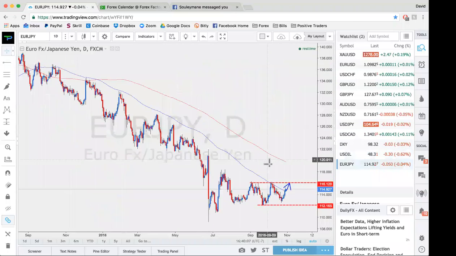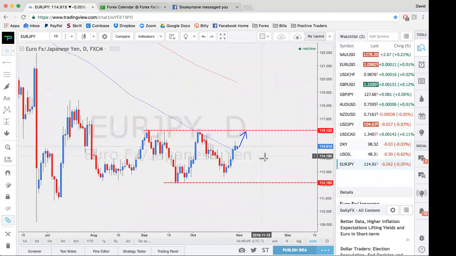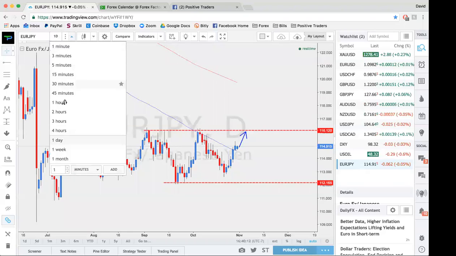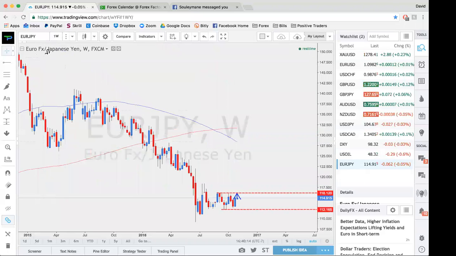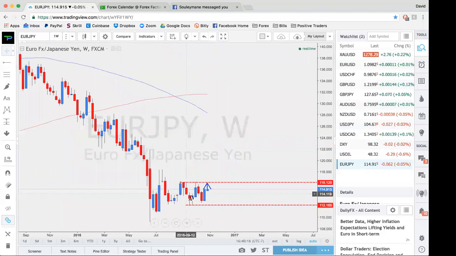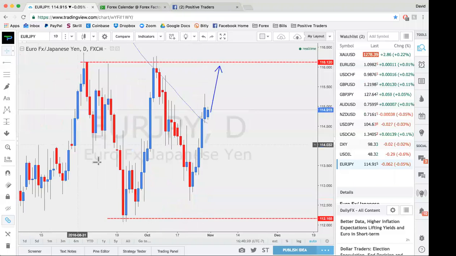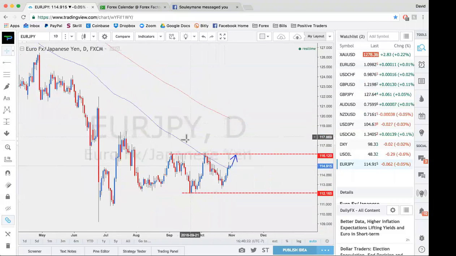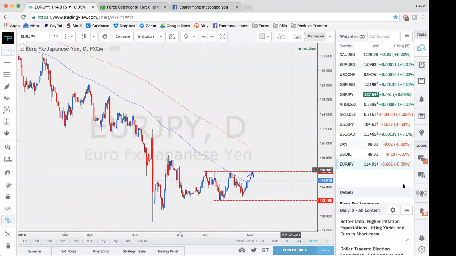And last thing, Euro JPY. I think Euro JPY is still going to rally. Last week, bullish engulfing candle. I think we'll still rally higher. I'm not in a trade, not looking to get in a trade, but since it's just on here, throw some analysis down for you guys. That's my analysis on it.